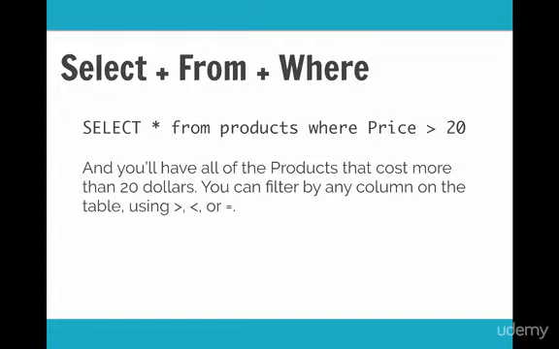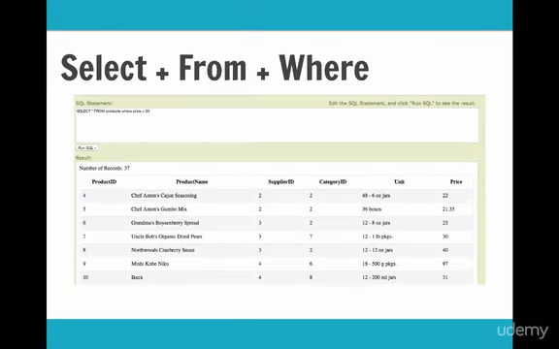For example, if we combine these 3 terms, we can say select all, so give me everything from the products table where price is greater than $20. What this is doing is it's saying select all information from the products table that meets the conditions where the price is greater than 20. And this is what you get. If you look at the rightmost column, you can see everything in that table is at a price that's more than $20.